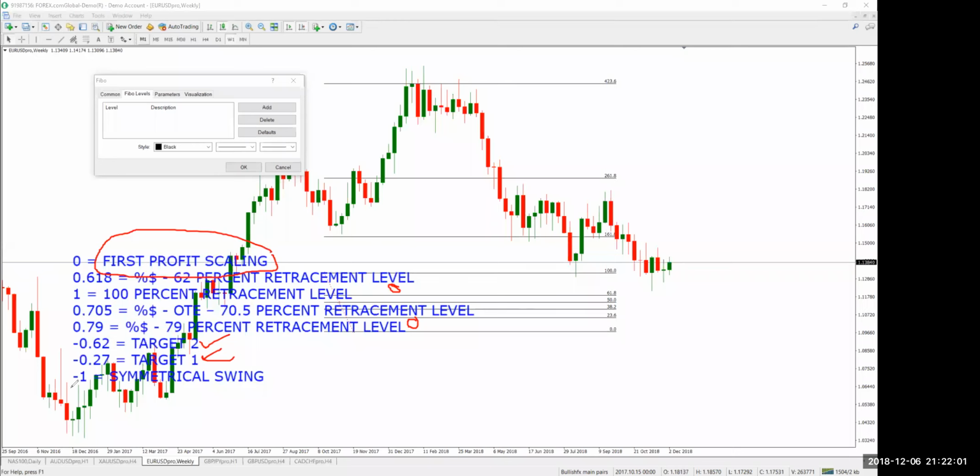And then we've got a negative 1, which is the symmetrical view. In other words, price has retraced and continued with the direction from the first swing, like 100%. Price has swung 100% of the swing that you have used your fib on.